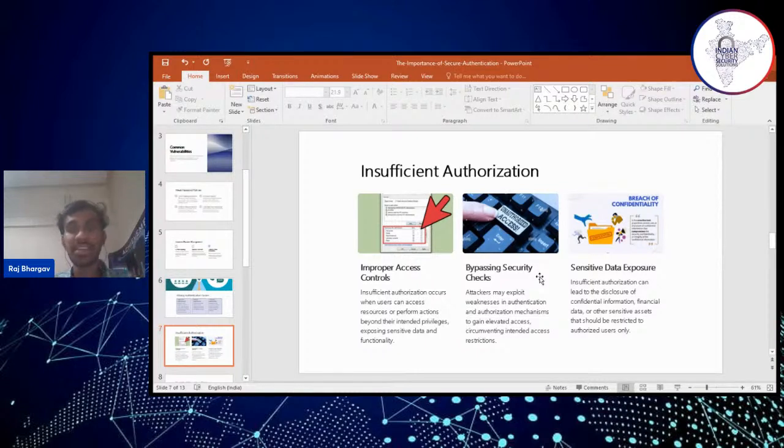Then sensitive data exposure. Suppose I'm a normal user and, let's take Amazon as an example, I get access to the admin functionality. So much data will be there: user credentials, email addresses, card numbers, every piece of information. This is considered sensitive data exposure in web application pen testing, or in the cybersecurity domain. It should be accessible only to authorized users, so we need to check whether normal users can access it also.